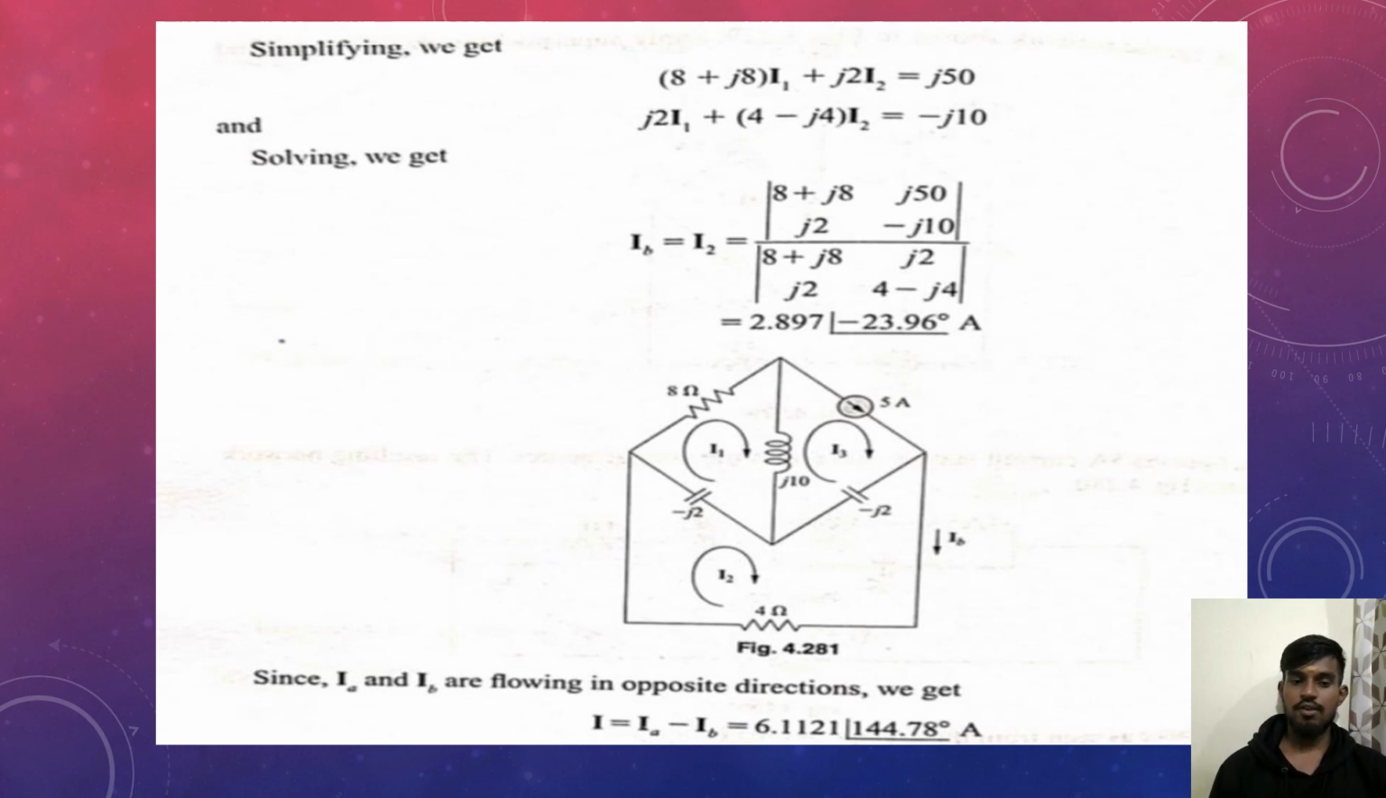Since IA and IB are in opposite directions, we get IA minus IB is equal to 6.121 angle of 144.78 degree amperes.